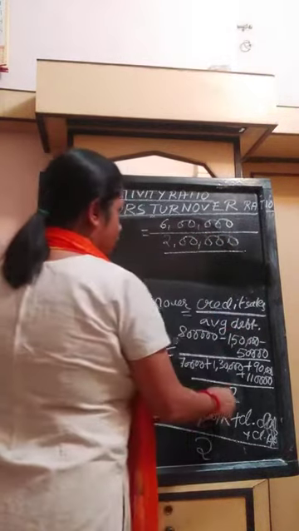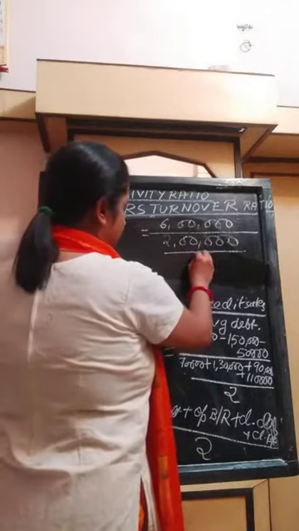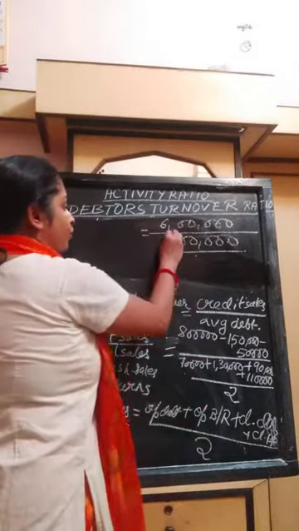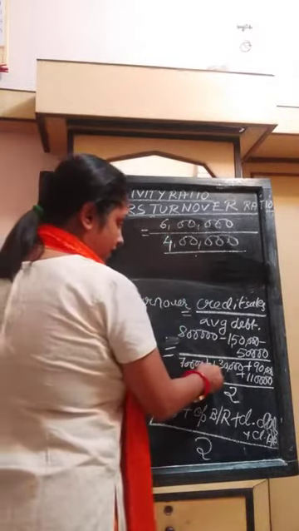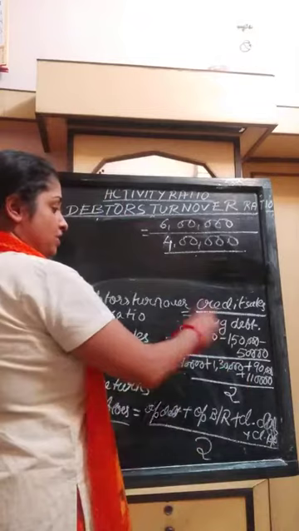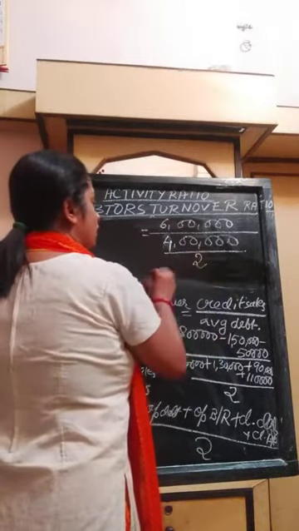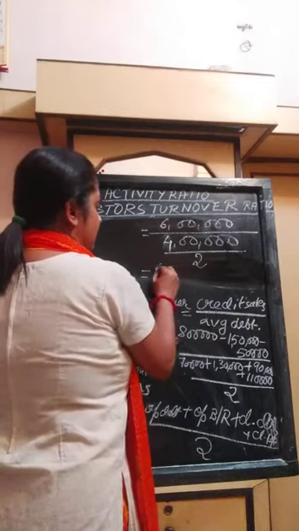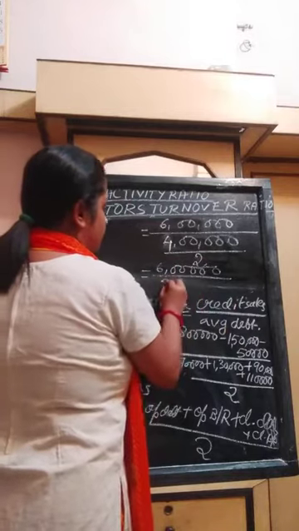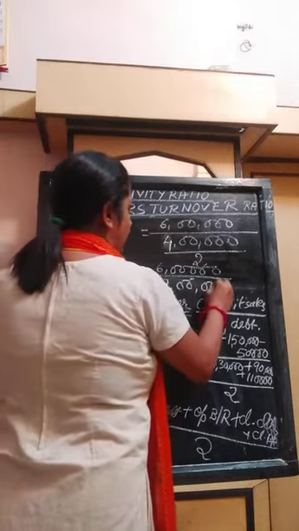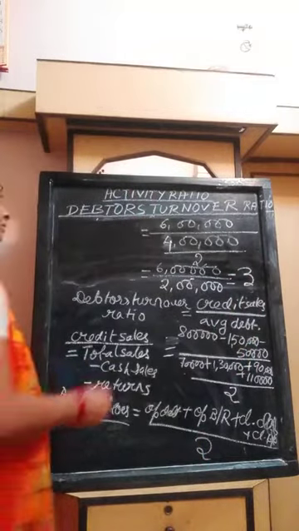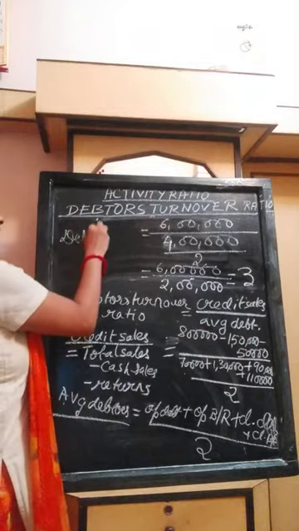That is not 2 lakh, it is coming 4 lakh. 70,000 plus 1,30,000 is 2 lakh, and 90,000 plus 1,10,000 is 2 lakh. So 2 lakh plus 2 lakh gives you 4 lakh, divided by 2. So ultimately you are getting 6 lakh divided by 2 lakh. The answer is coming 3. Debtors turnover ratio is 3.